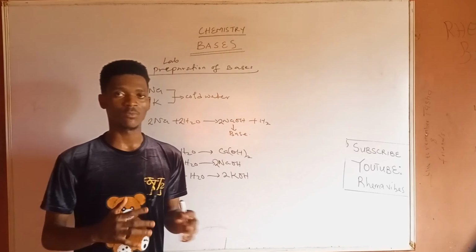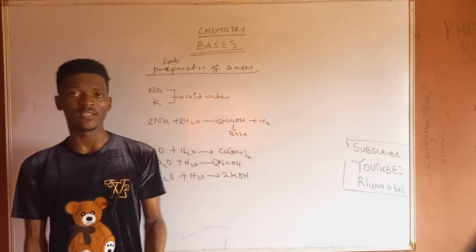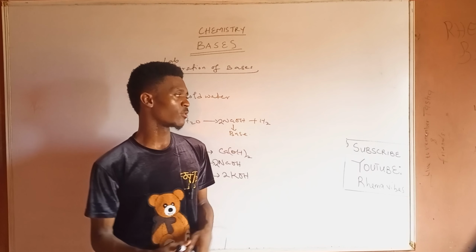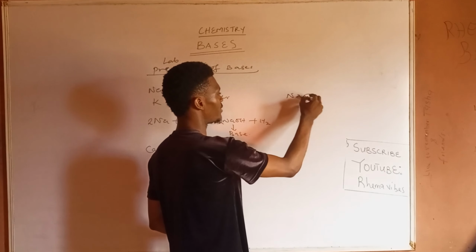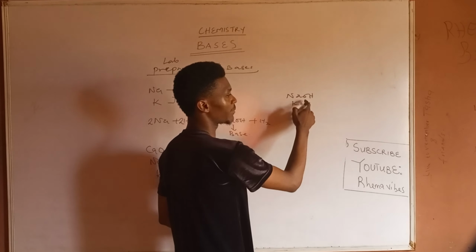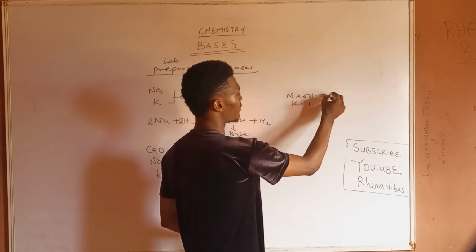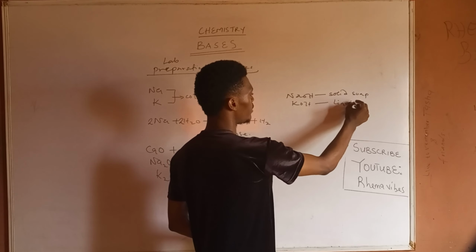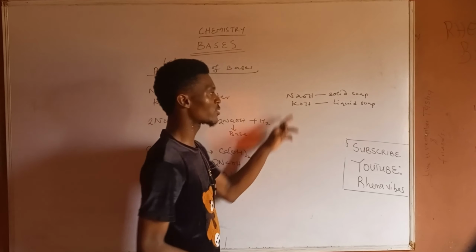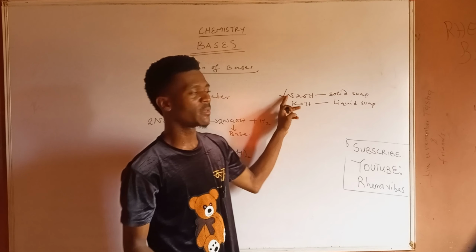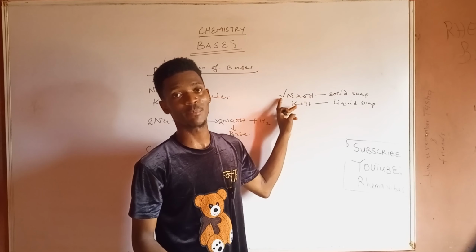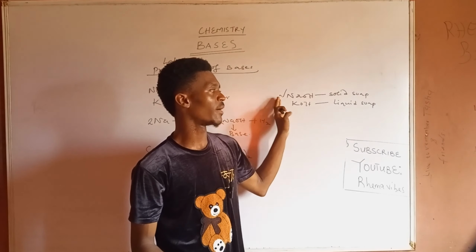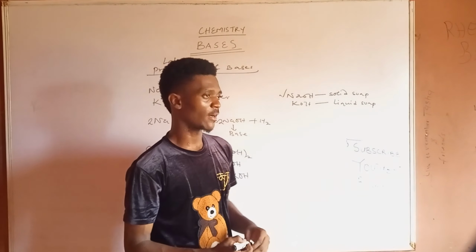All right. So those are ways that you can obtain bases. Then some of the uses of bases include the fact that majority of them are used in the making of soap. Look at these caustics, NaOH and KOH. Both of them can be used in the making of soap. This one can be used in the making of solid soap, while this one can be used in the making of liquid soap. This also has other uses. It can be used in the making of glass, as well as paper.